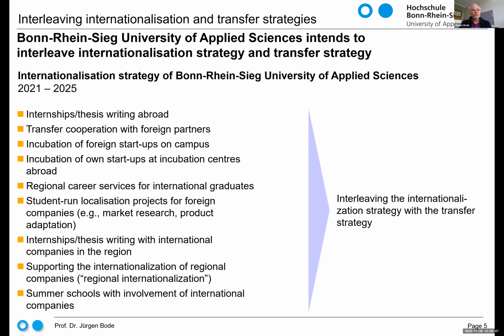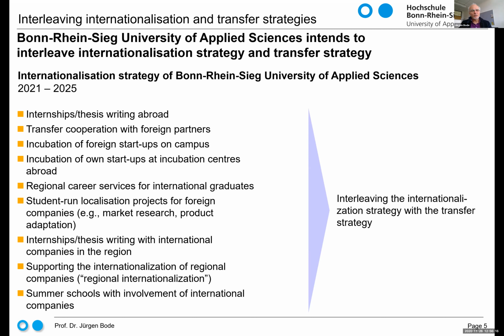But also for those students who do not wish to travel, we have offers like internships and thesis writing with international companies in the region. We have quite a number of international companies here, and their management is international. So our students can acquire international capabilities in the region where they live by working for an international company.